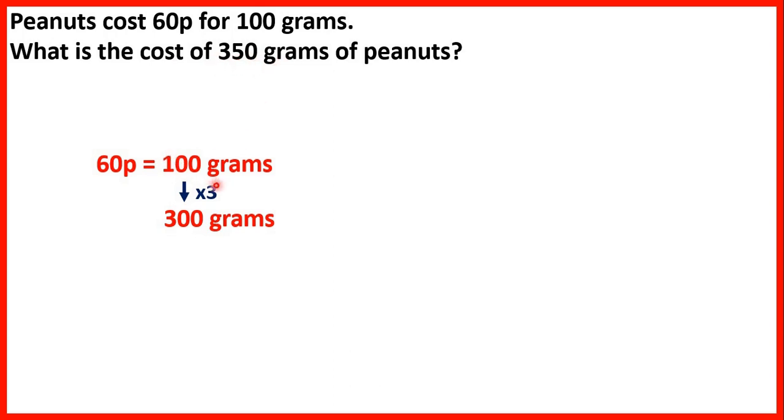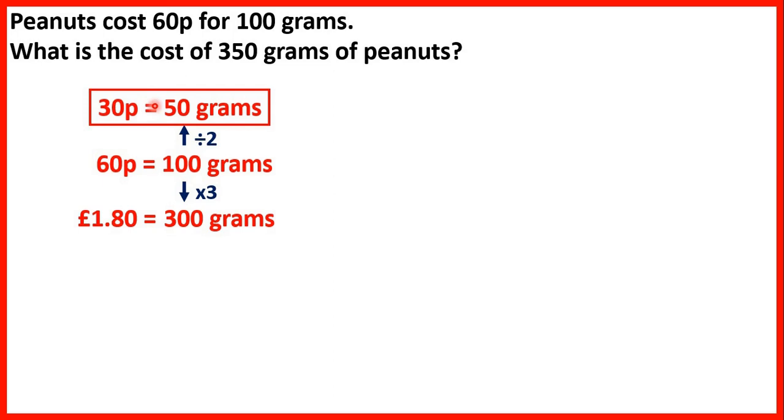So 100 times 3 is 300, 60 pence times 3 is 180 pence, or £1.80. And then, because we know 300 but want to know 350, we need to find the cost of 50 grams. And from 100 to get to 50, we can divide by 2, because 50 is half of 100. And 60 pence divided by 2 is 30 pence.